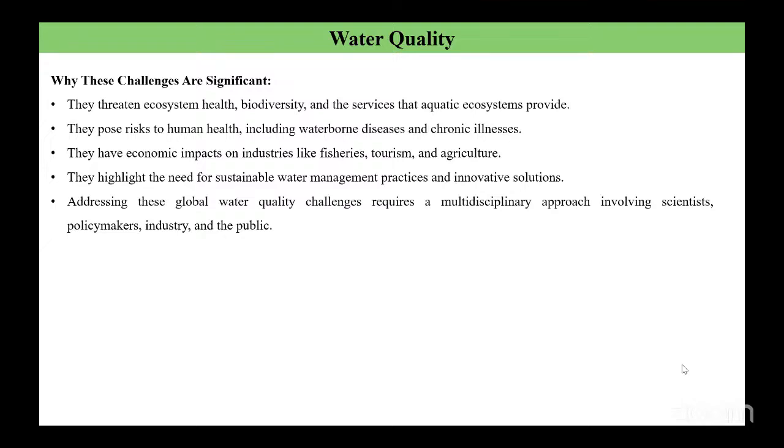So these challenges are significant, threatening the ecosystem and biodiversity, posing severe health risk to human well-being, and having economic impacts on industries like fisheries, tourism, and agriculture. They also highlight the need for sustainable water management practices and innovative solutions. And in addressing these global water challenges, a multidisciplinary approach is necessary.